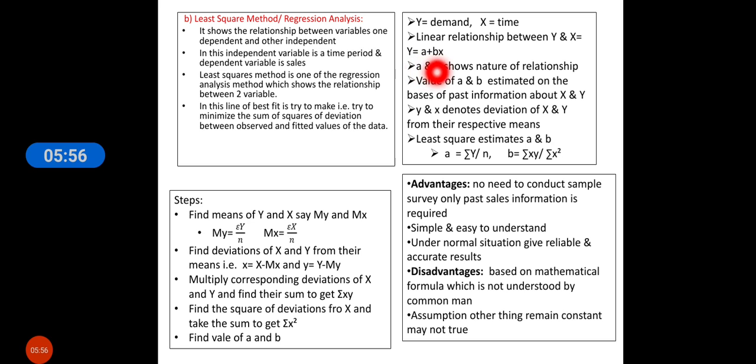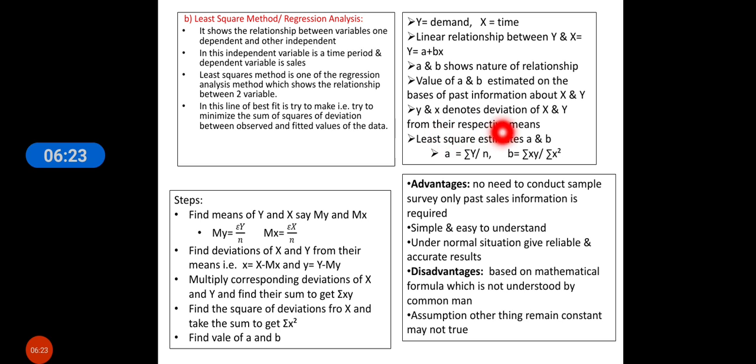तो अब a और b का जो है हमें रिलेशन बता रहा है. a b shows a relation between demand and your time period, and then independent variable x, that is your time. अलग अलग टाइम पीरियड में क्या क्या डिमांड होगी, विद दिस इक्वेशन यू हैव टू कैलकुलेट, एंड a and b are calculated with the help of past information of x and y.